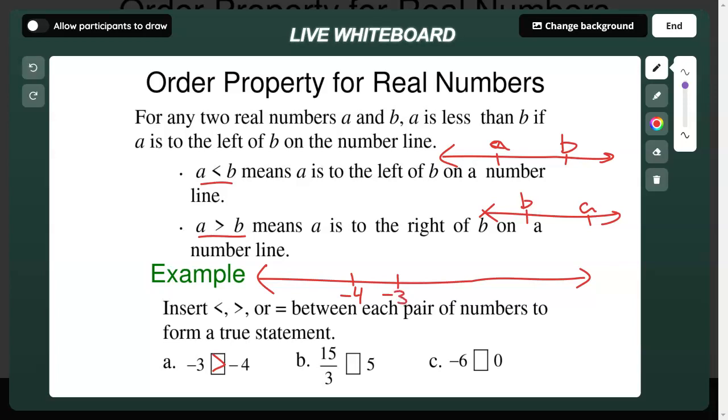Let's try that one more time. Okay, better. 15 over 3 compared to 5. It's going to be equal to, because they're the same number. 15 thirds is 5. Negative 6 compared to 0. It'd be less than. Negative 6 is less than 0. Negative 6 is all the way over here, and 0 is over here, and our 5 is way over there. Easy peasy, lemon squeezy.